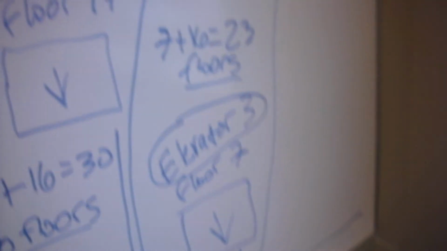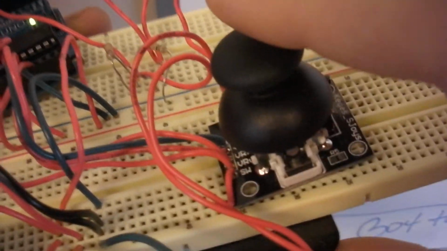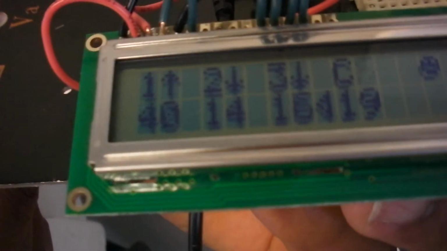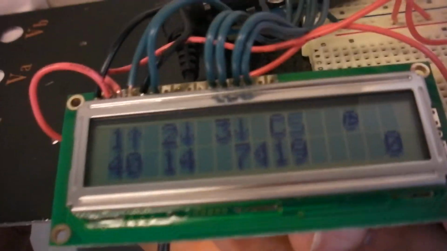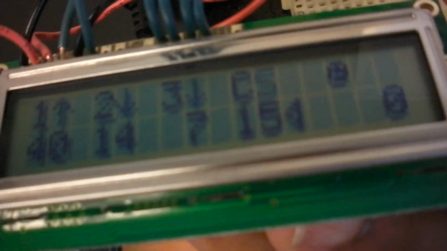Now let's change elevator 3. Elevator 3 is on floor 7 and it's going down as well. So let's change elevator 3 to floor 7. Notice here I'm using the joystick to make these adjustments. Floor 7. Now the customer is on floor 16. So let's change the customer to floor 16 by scrolling over again. Okay, the customer is on floor 16.